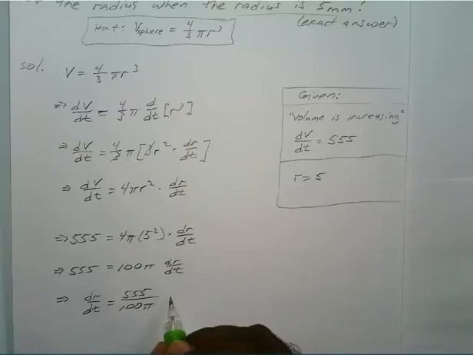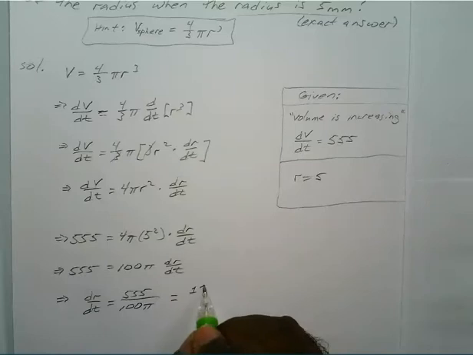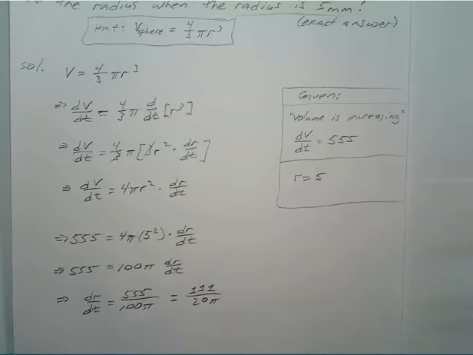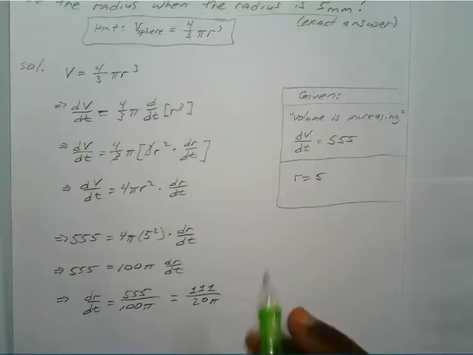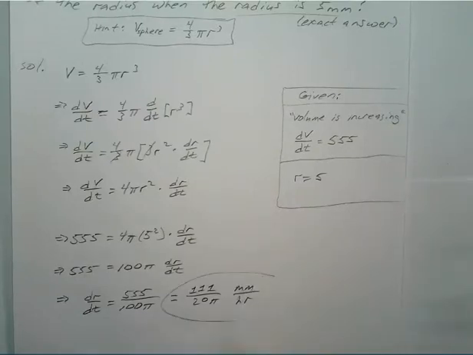Okay, so that's going to equal 111 over 20 pi once you simplify it, since both of those are divisible by 5. And they want the exact answer, so you're going to leave it like that. So it's millimeters per hour.